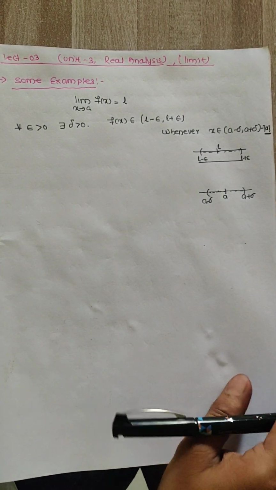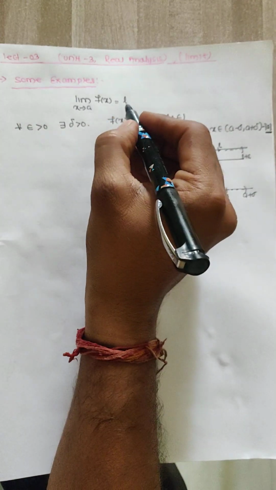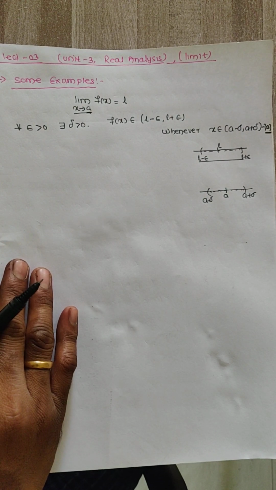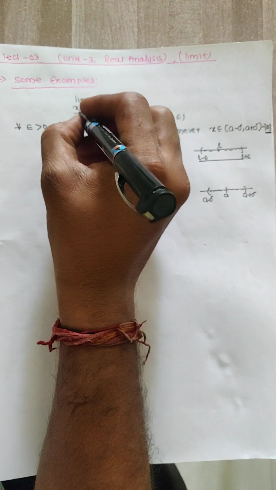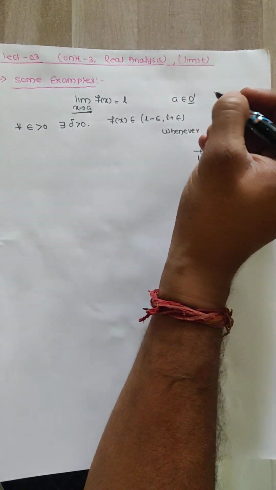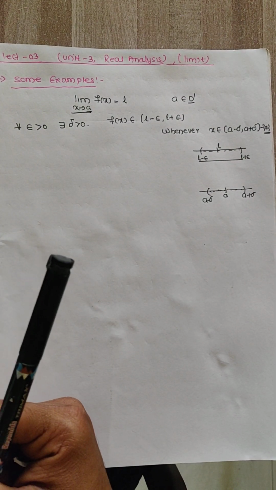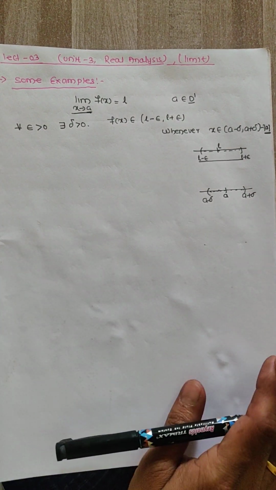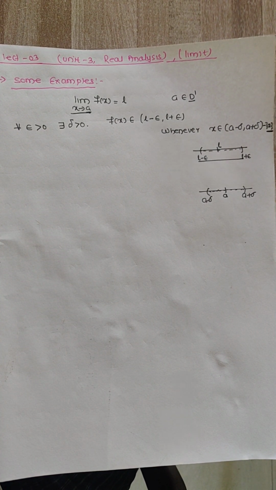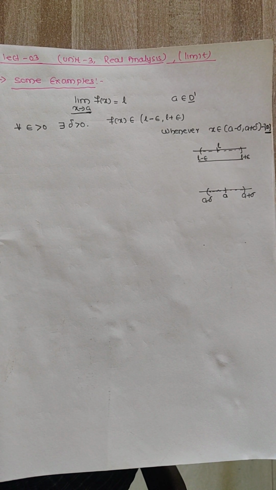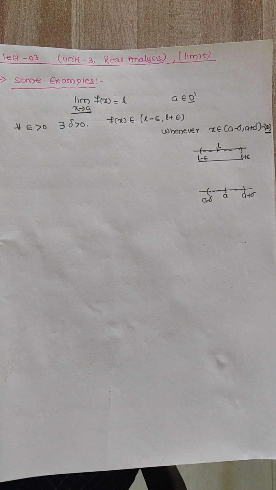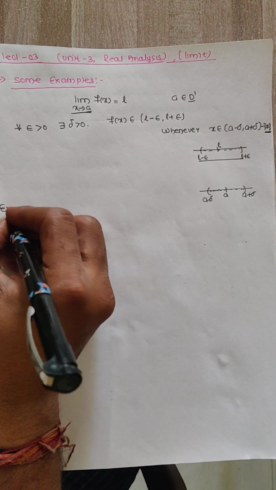Okay, so we say that f(x) has limit L whenever x tends to a, and that a must be a limit point of the function. It means a must belong to D', where D is the domain of the function and D' is the derived set. So a must be a limit point of the domain.